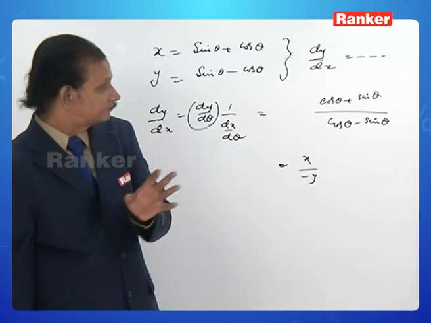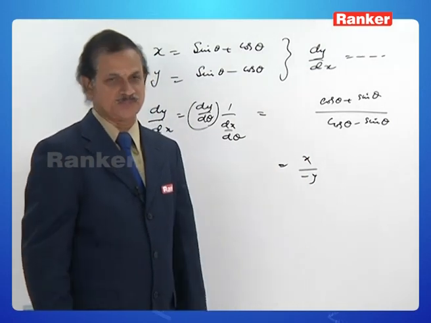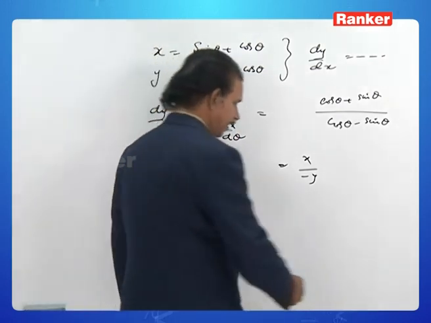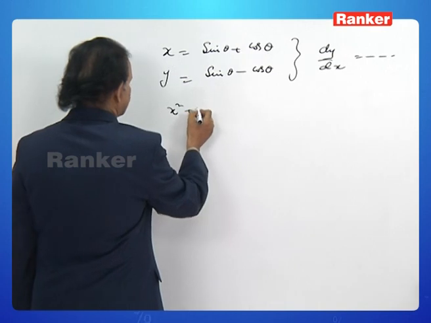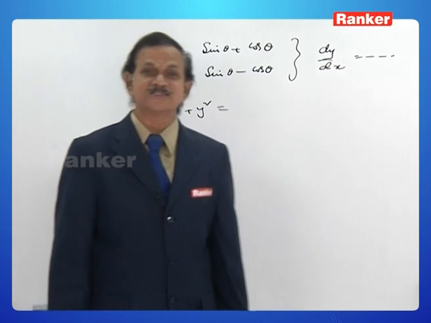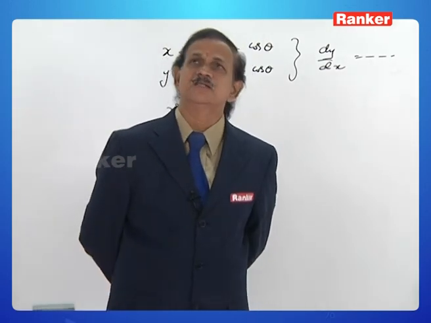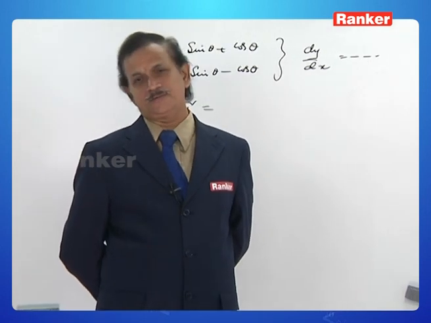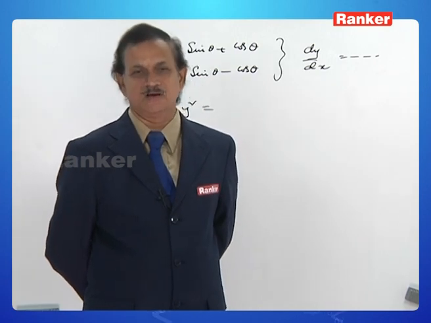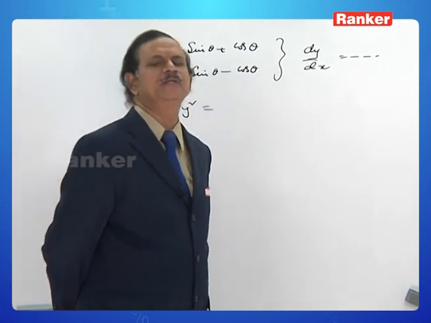Suppose in the options given only x's and y's are present, then you can think of this procedure in another way also. What is the way? x square plus y square is equal to, that is, I am eliminating theta. How to get that idea? The question is, what is dy by dx, and among the options no theta is present. In every option x or y is present. Then and there itself I would have got the idea of eliminating theta.